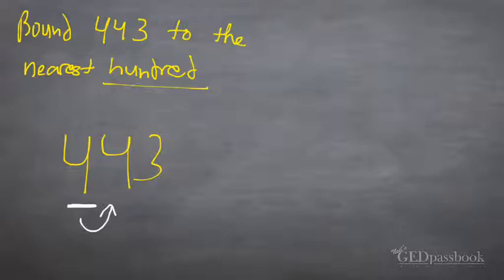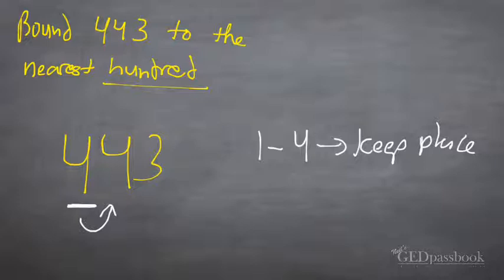So the first rule is this. If this neighbor to the right falls between 1 and 4, what you're going to do is keep the place value the same. That might seem confusing, but I'll explain it. Right now I'm just writing out my rules. I'll explain these rules in a sec.